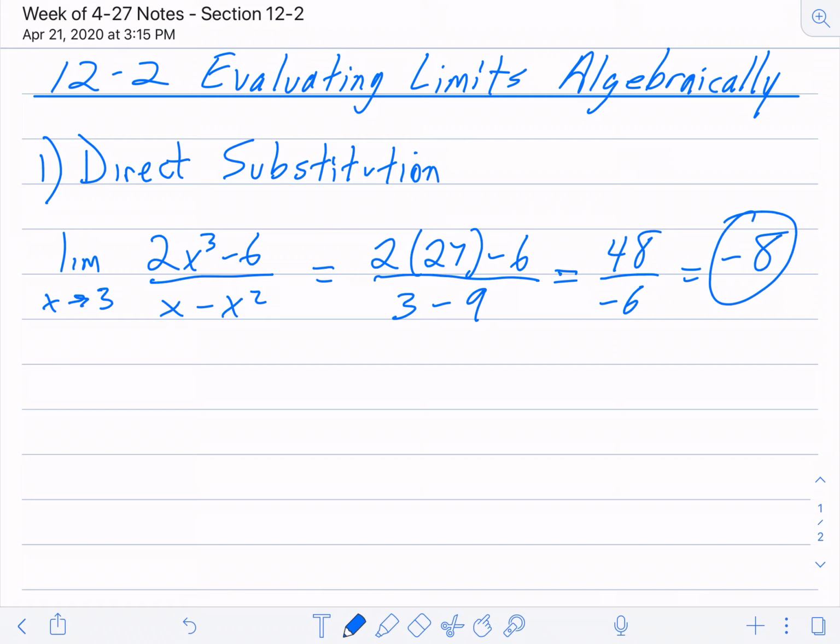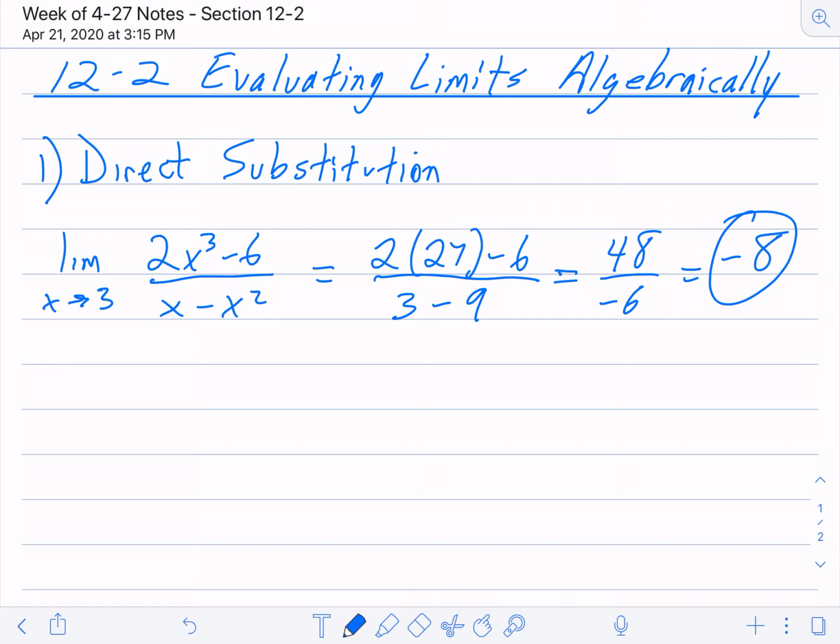That's also what f of 3 is, right? Because we can just plug it in and it looks like it's going to be a continuous function, the limit as x approaches 3 from both sides is going to be negative 8. That's just using direct substitution. That's the easiest way. It would be nice if every problem worked out where we can just use direct substitution, but that's not always going to be the case.